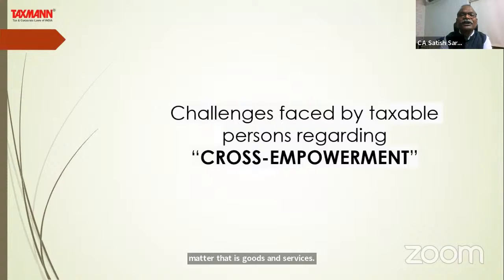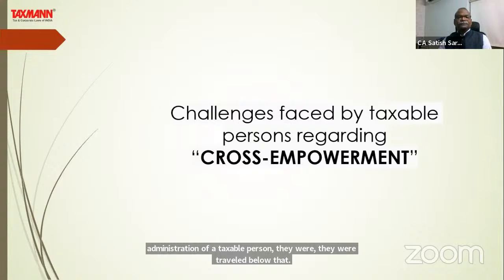Is that not sufficient to empower? That cross-empowerment was not sufficient for the government, and they have gone further. Now they say that even in the case of administration of a taxable person, they want to have cross-empowerment. So let us look into the provision.